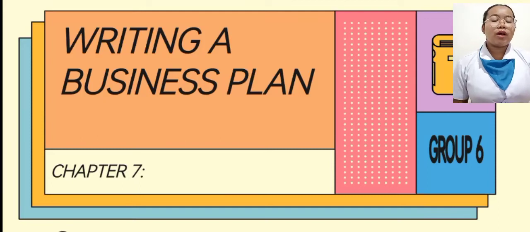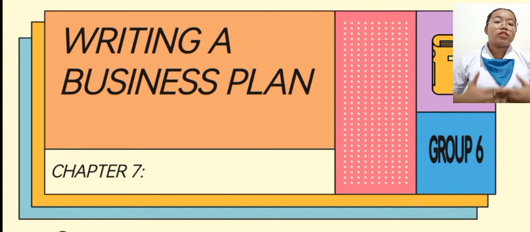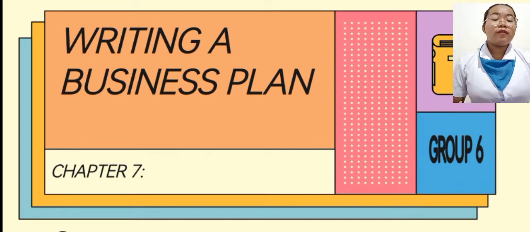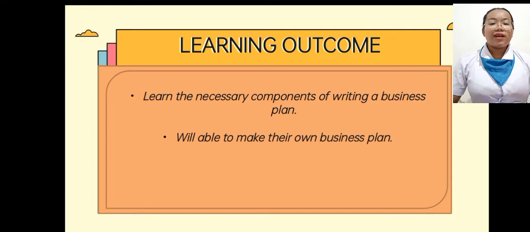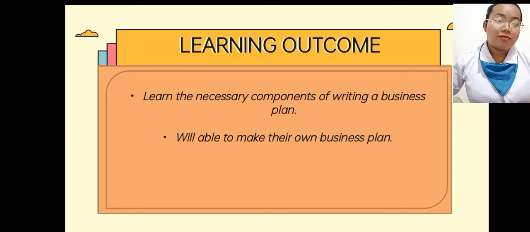So good day everyone. We are group 6 and we are going to discuss chapter 7, how to write a business plan. Before anything else, let us first know the learning outcome of this module. We will be able to learn the necessary components of writing a business plan, as well as be able to make our own business plan.